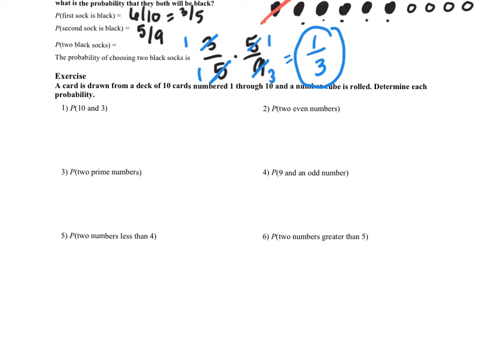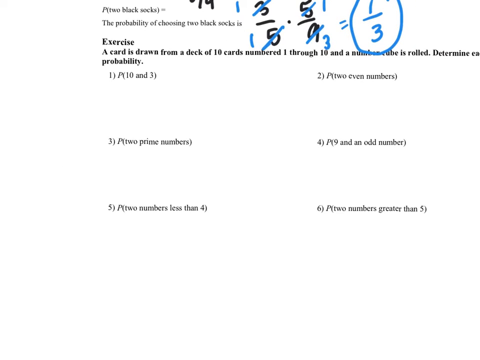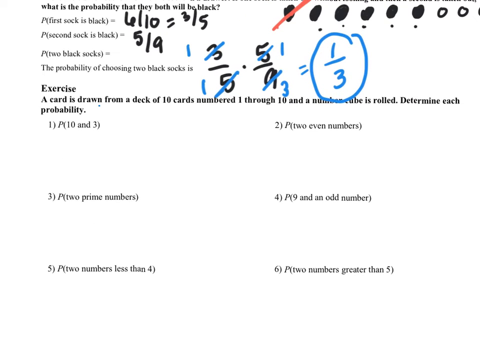Determine each probability. These are independent events, right? Okay, so I'm going to write my options on the cards. It's got 1, 2, 3, 4, 5, 6, 7, 8, 9, and 10. And then the number cube is 1, 2, 3, 4, 5, 6, right? Okay, what's the probability of a 10 in the cards? 1 out of 10. What's the probability of a 3? 1 out of 6, because it's out of the number cube, right?